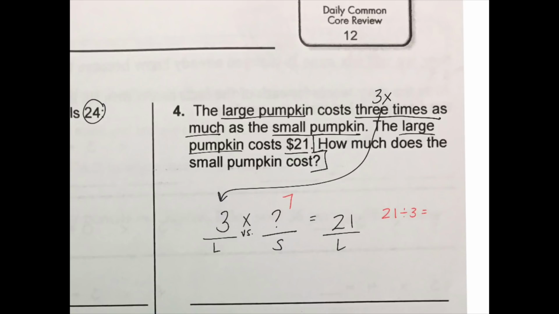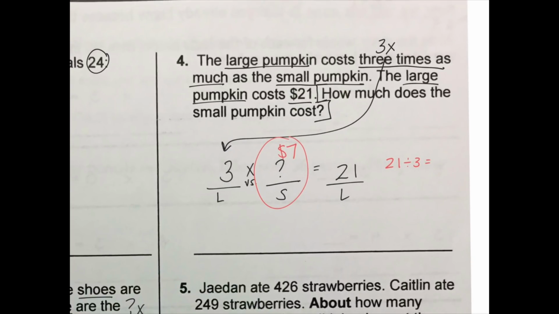7 what? This time it is $7. So put your dollar sign. Complete sentence answer. Check your question. How much does the small pumpkin cost? The small pumpkin costs $7. Number 5.